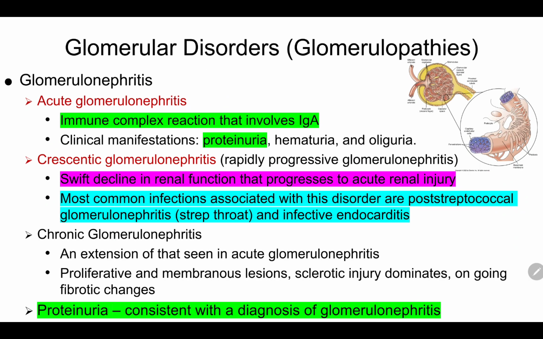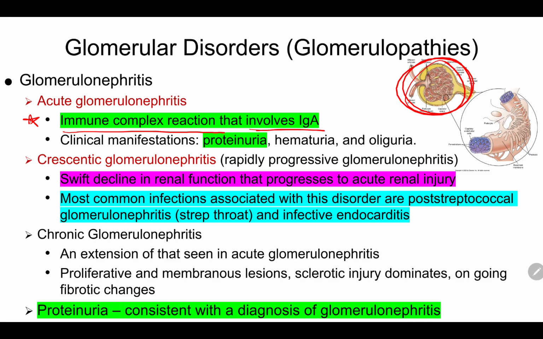When we look at glomerular disorders, glomerulopathies, we have glomerulonephritis. So glomerulonephritis is where we have an infection or inflammation of the glomerulus of the kidneys. And so right here is going to be the glomerulus apparatus within that Bowman's capsule of the renal corpuscle. So we have acute glomerulonephritis, right? And you've got to remember, this is like an autoimmune reaction. This is an immune complex reaction that's going to involve IgA antibody, okay?